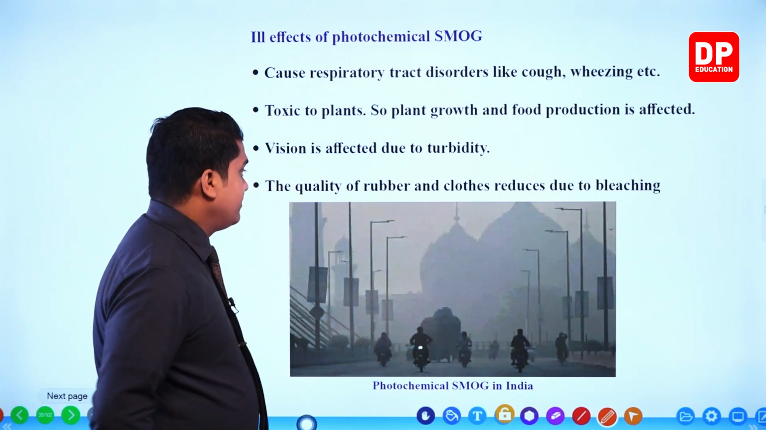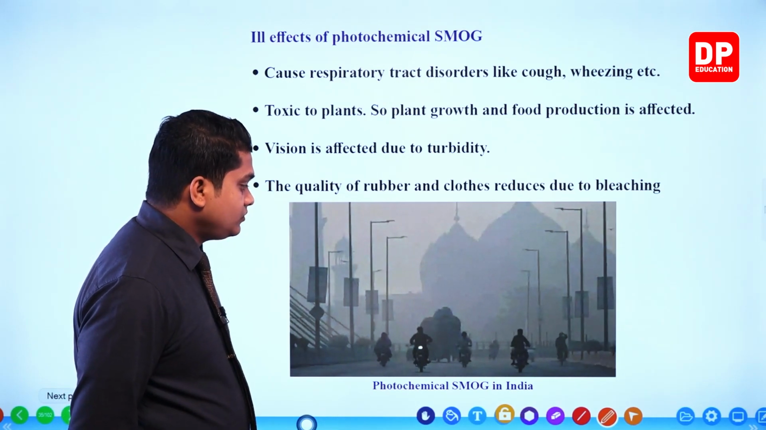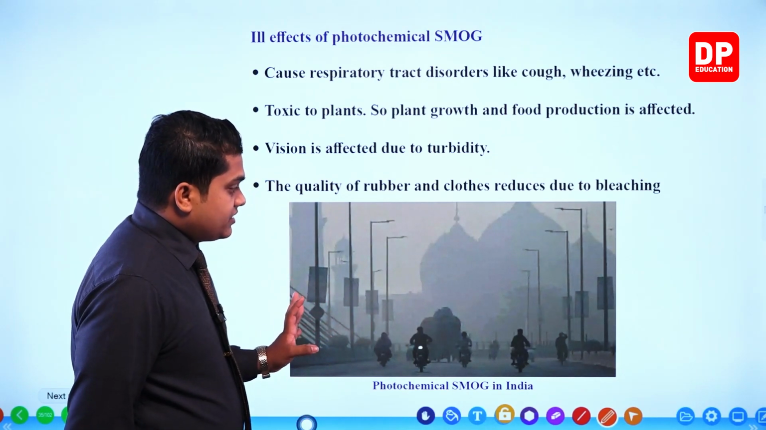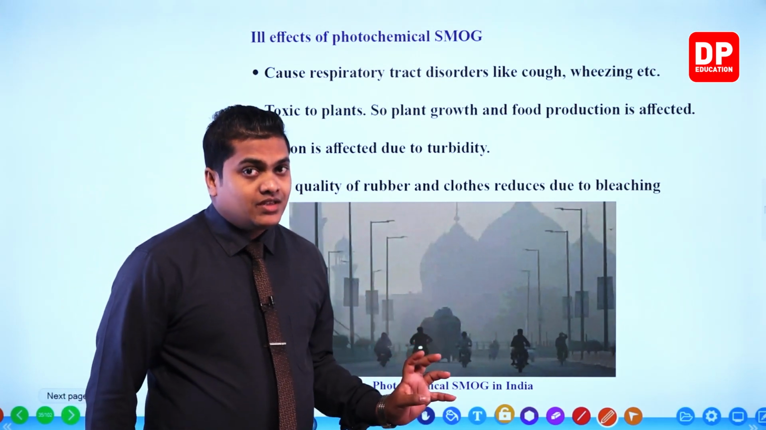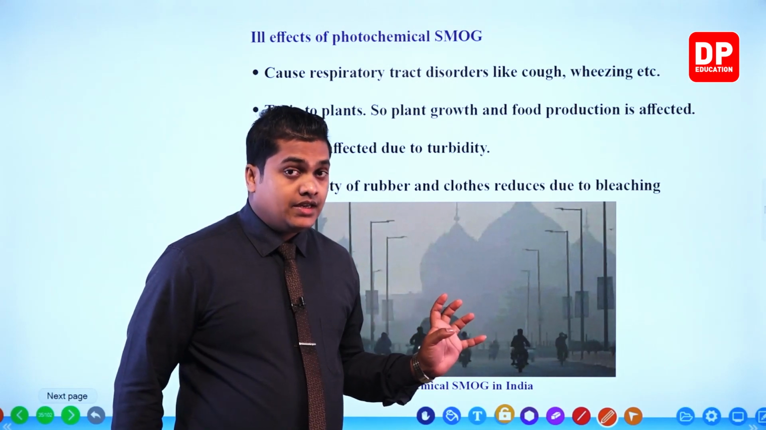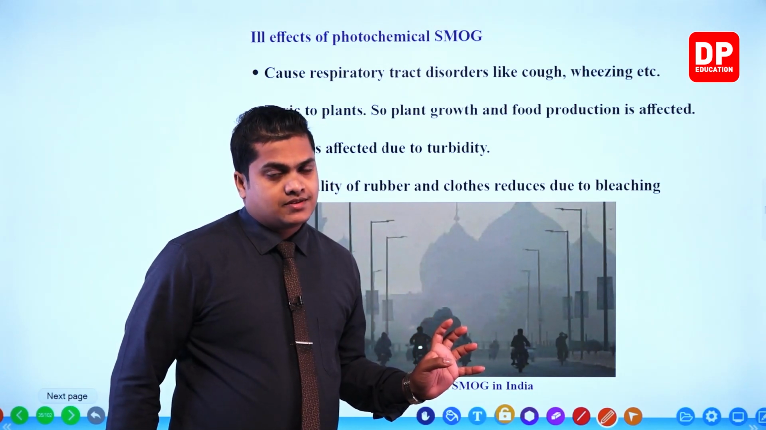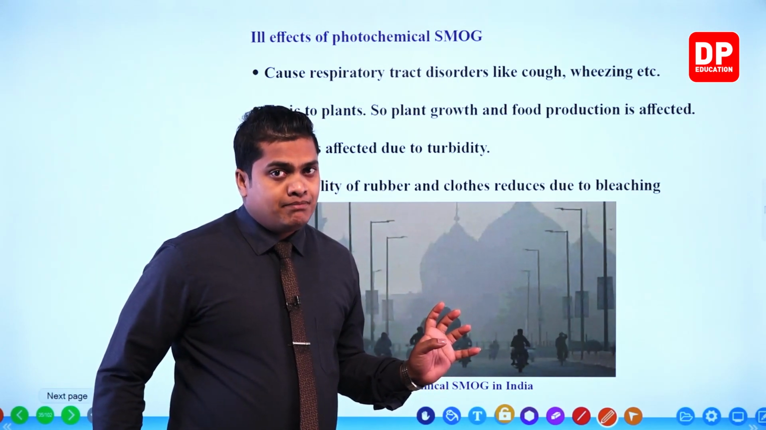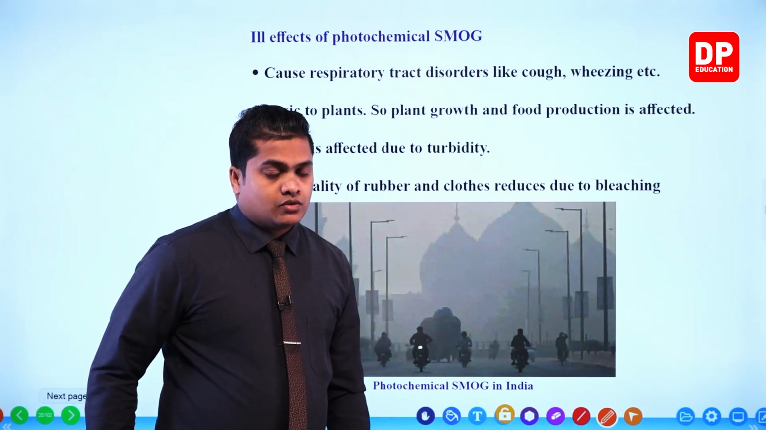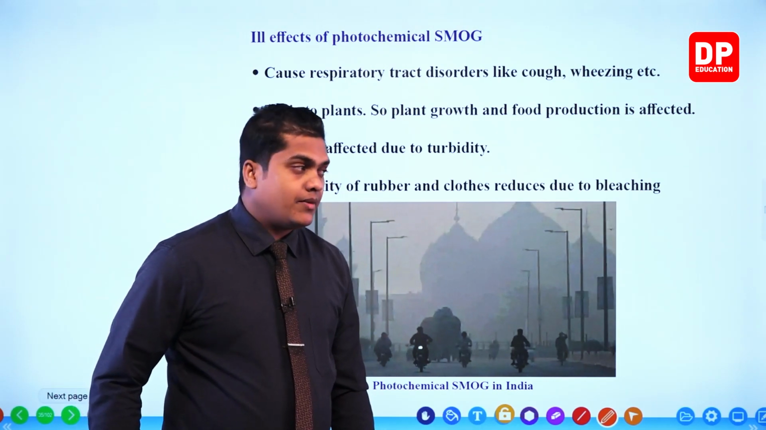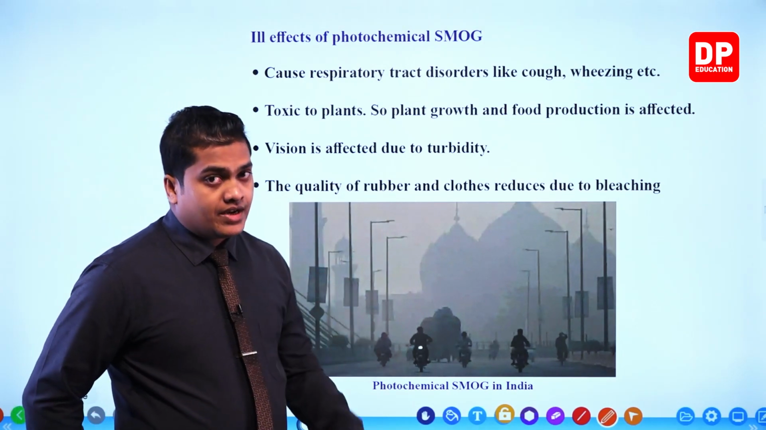Then, my dear children, next, the quality of rubber and clothes reduces due to bleaching. As these substances are very toxic, the smoke and fog containing different pollutants and chemical substances will definitely bleach rubber and other clothes and substances. Because of this bleaching process, the quality of the rubber and the clothes gets reduced day by day.